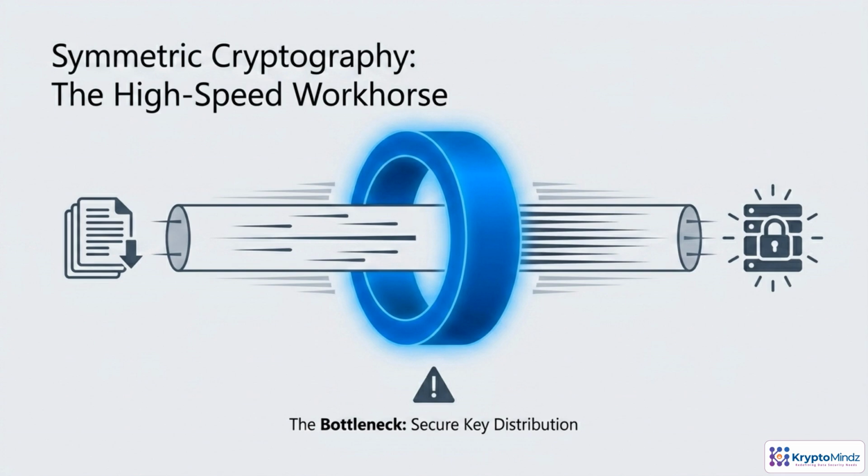Symmetric cryptography is the high-speed workhorse of modern security. One secret key is used for both encryption and decryption, which makes it extremely fast and efficient for large volumes of data. That's why it underpins VPNs, storage encryption, and many application protocols. The main challenge isn't performance. It's safely getting that shared key to every system that needs it.